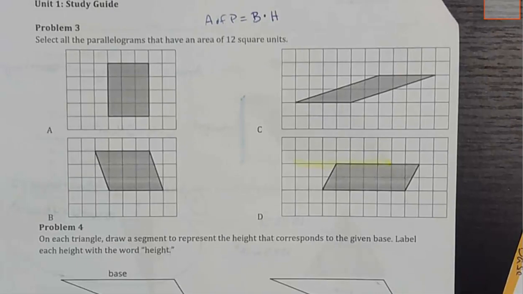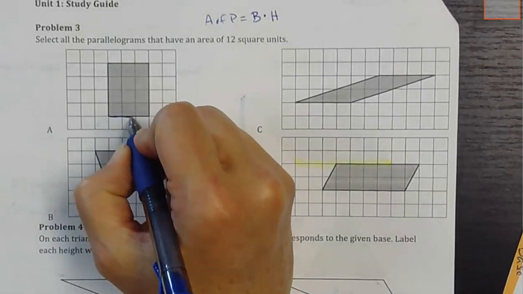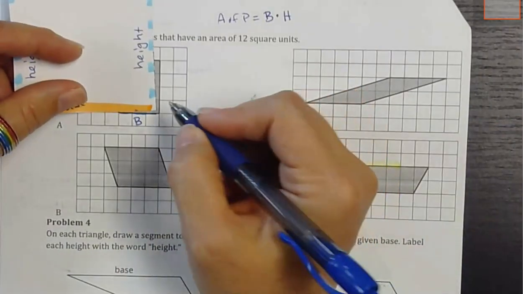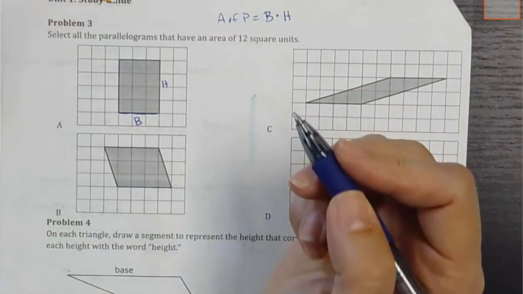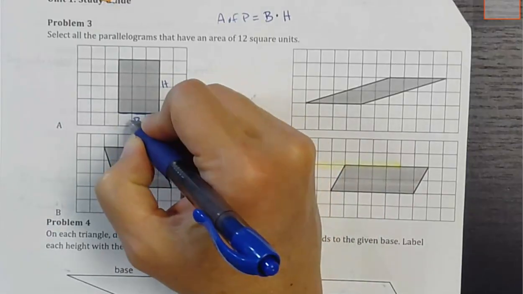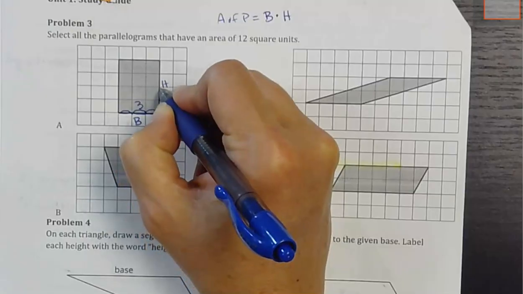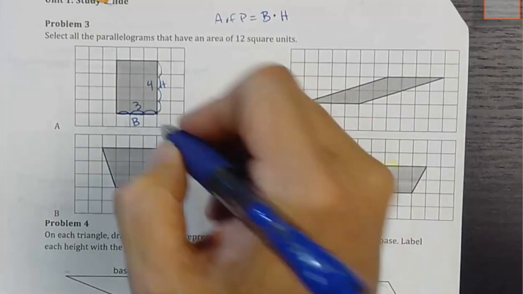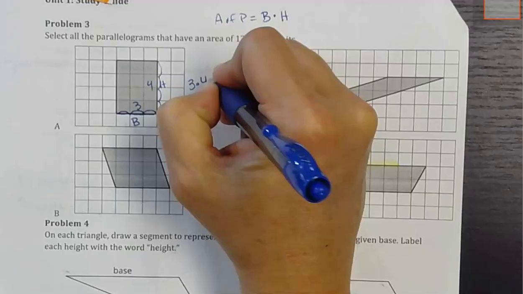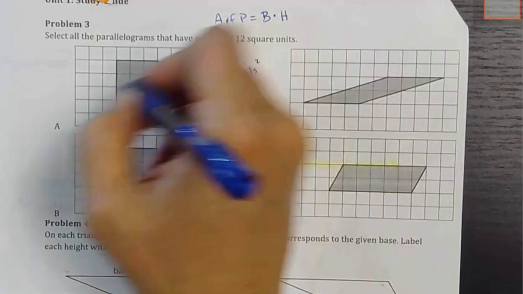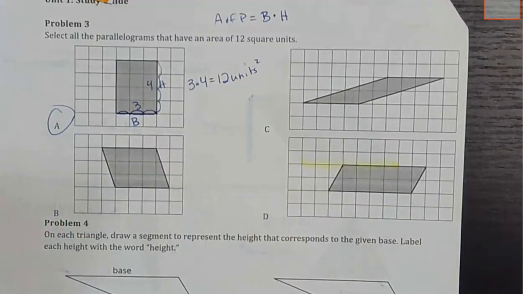So I'm looking for my base and my height. So right here can be my base. And I can see right here, yep, that side's my height. So I would have 1, 2, 3, 1, 2, 3 here, and 1, 2, 3, 4 here. So I just have to do 3 times 4 equals 12 units squared. So this one, A, is one of them.